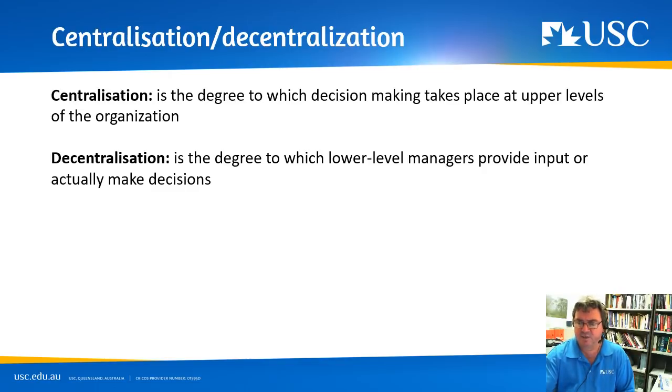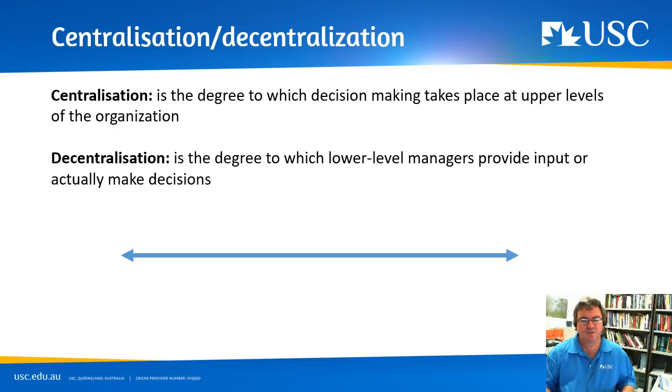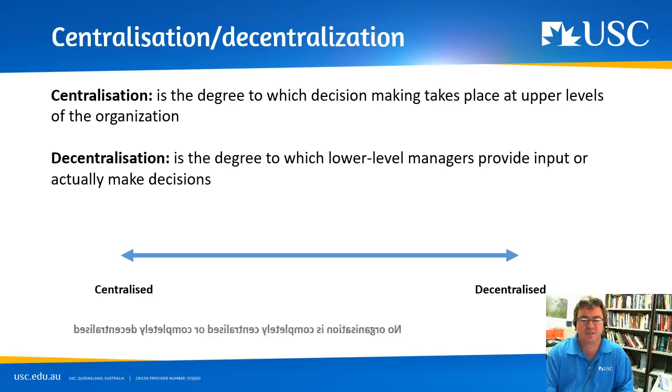And the easiest way to think about it is as a continuum. So it's not that you are decentralised or not decentralised. At some point you probably could make that decision, but it's more how centralised you are versus how decentralised you are. So essentially no organisation is completely centralised or completely decentralised. It's often a combination, a bit of both.